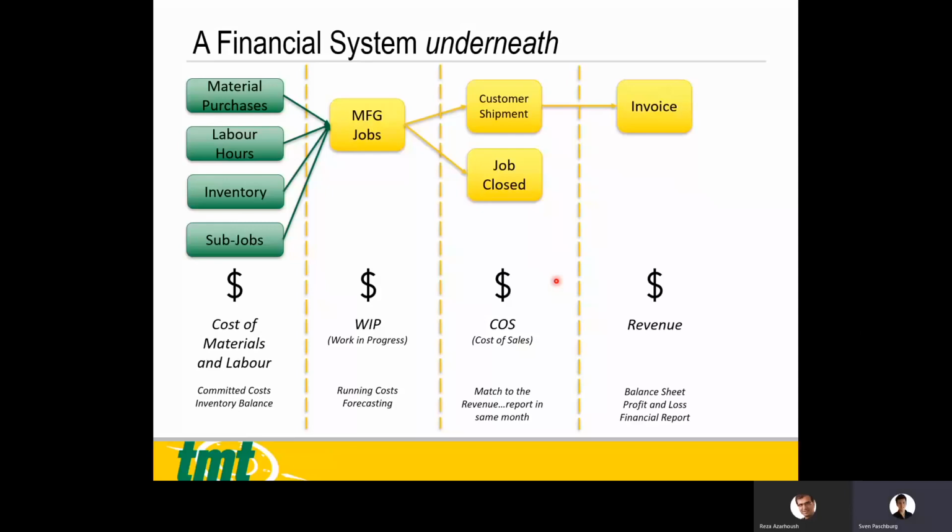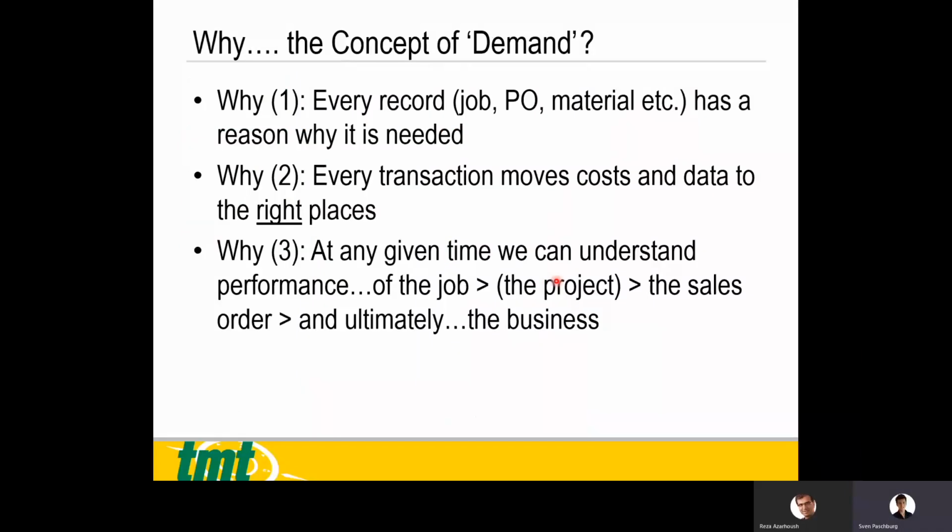So why the concept of demand? I touched a little bit on it there. The first one is every record. So that's your jobs, your purchase orders, materials, sales orders, has a reason why it's needed, right? So a job might be demanded from another job, from a sales order, from a project. A PO is demanded from a job, might be demanded from a requisition where you're buying stuff into inventory, various reasons. So that's one. Every transaction, as I alluded to in the financial slide before, moves costs and data from one area to another and moves it to the right places.